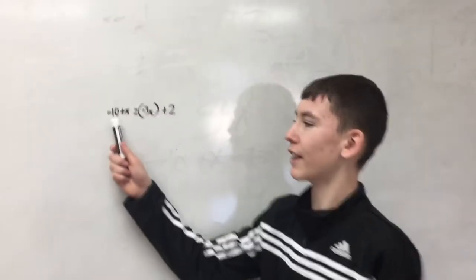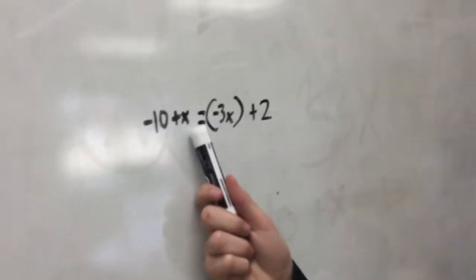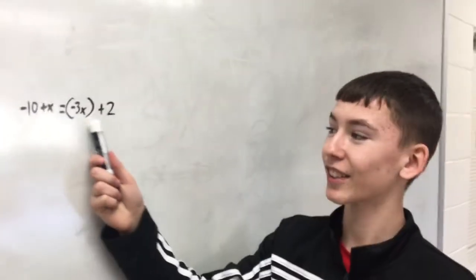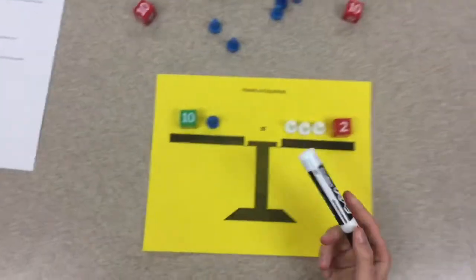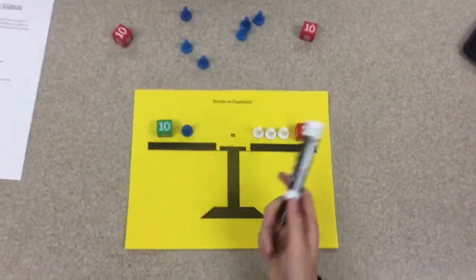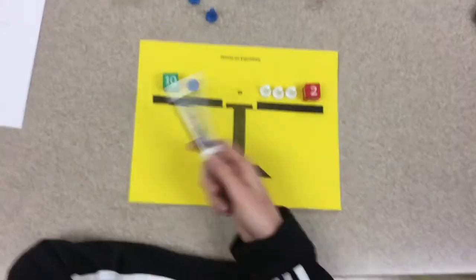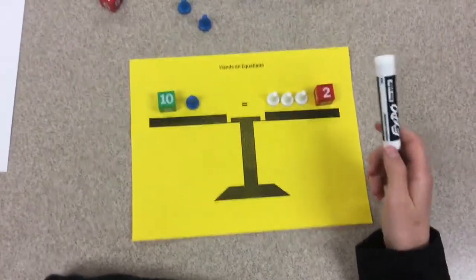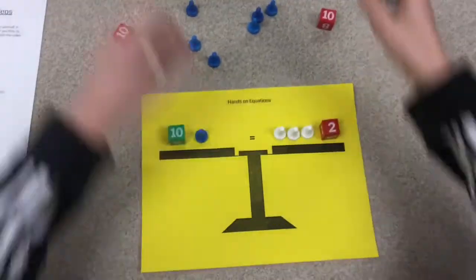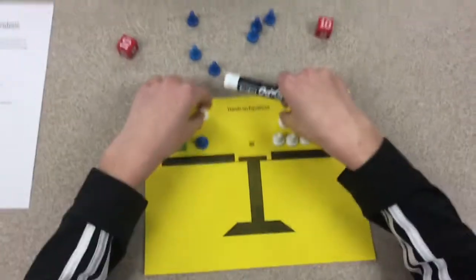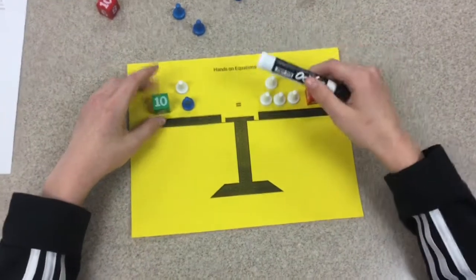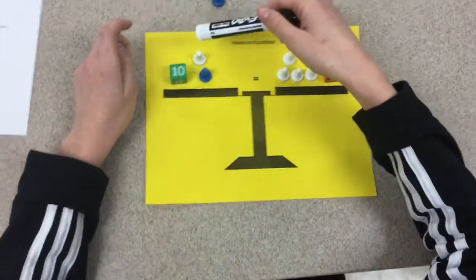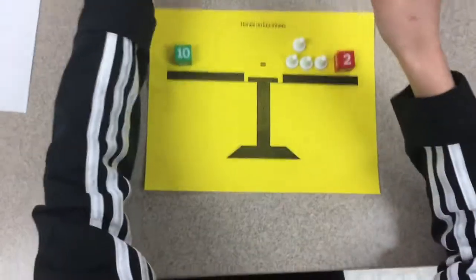Next problem is negative 10 plus x equals negative 3x plus 2. Okay, so this is our problem. So right now we don't have anything that's the same on both sides. So we have to add the same thing so we can get rid of other stuff. So right now we can add 2 rights because we're adding the same thing. And then this is a pair of 0 because the opposite of x plus normal x equals 0. So we take those out.